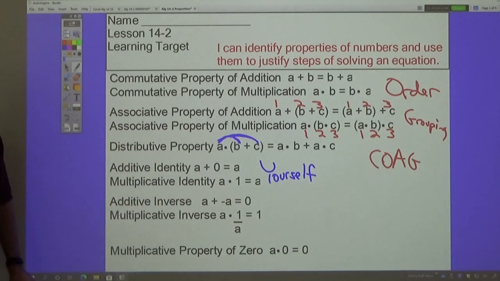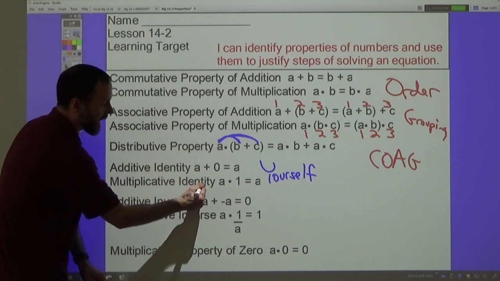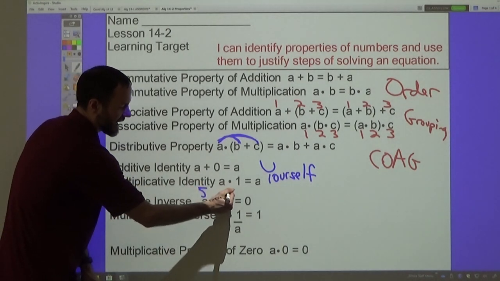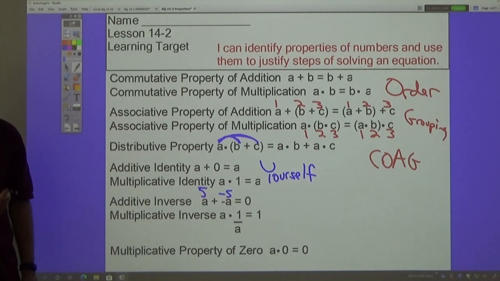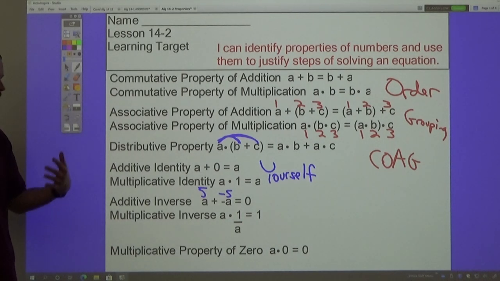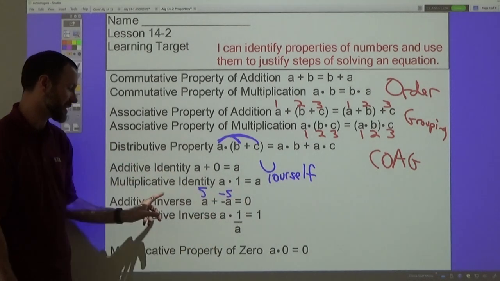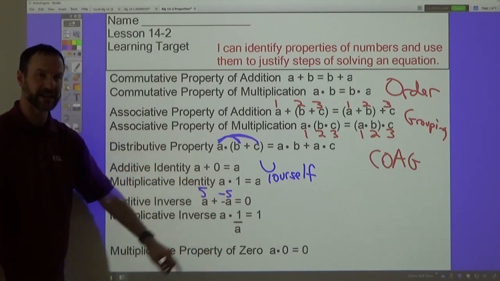The inverse. The inverse is like the opposite. The additive inverse, if we do 5 plus negative 5, we get 0. The additive inverse is the opposite. All right? Inverse is like reverse, which is like opposite. So 5 and negative 5, if we add those together, we get 0.